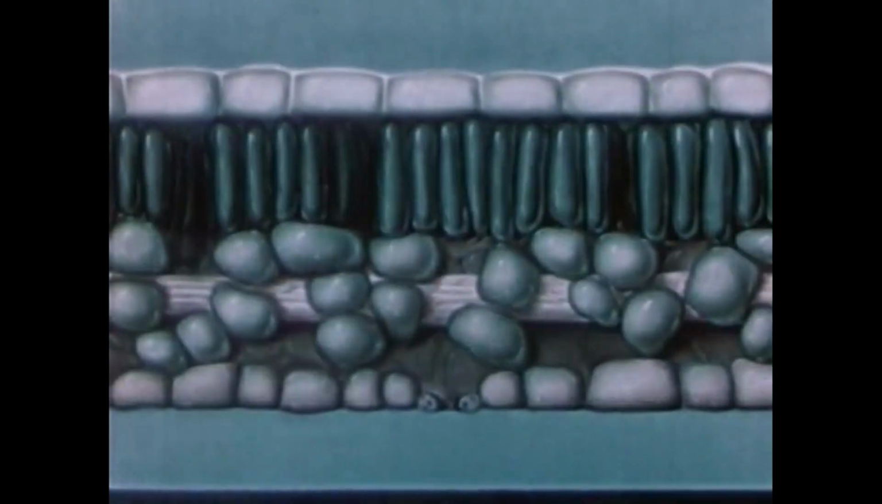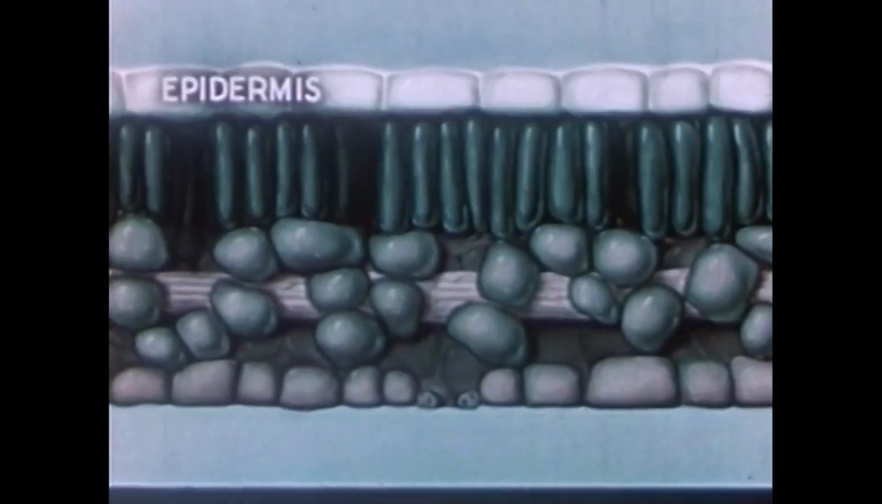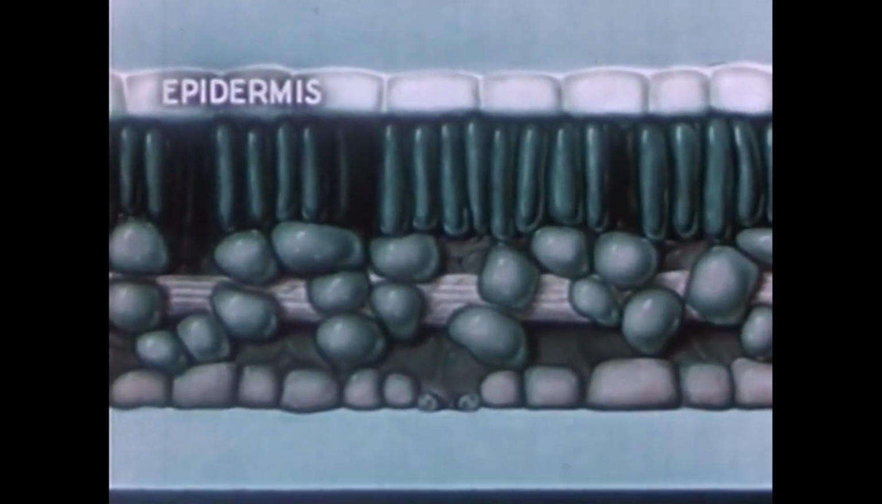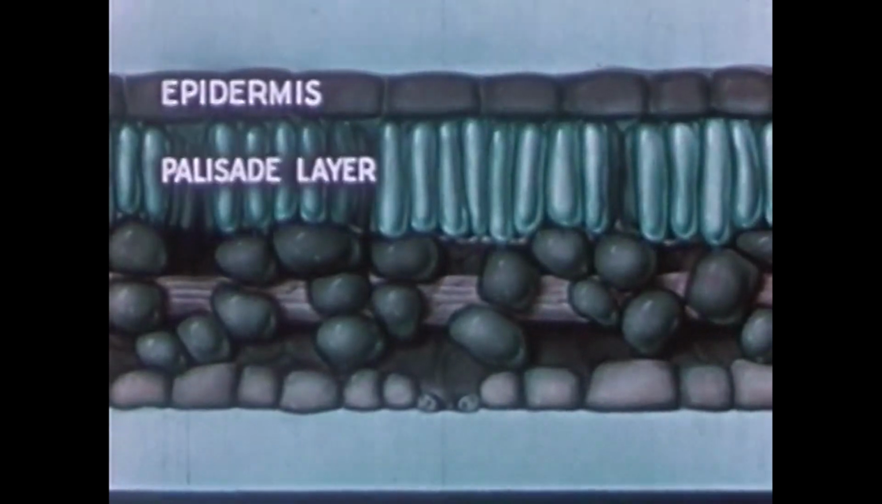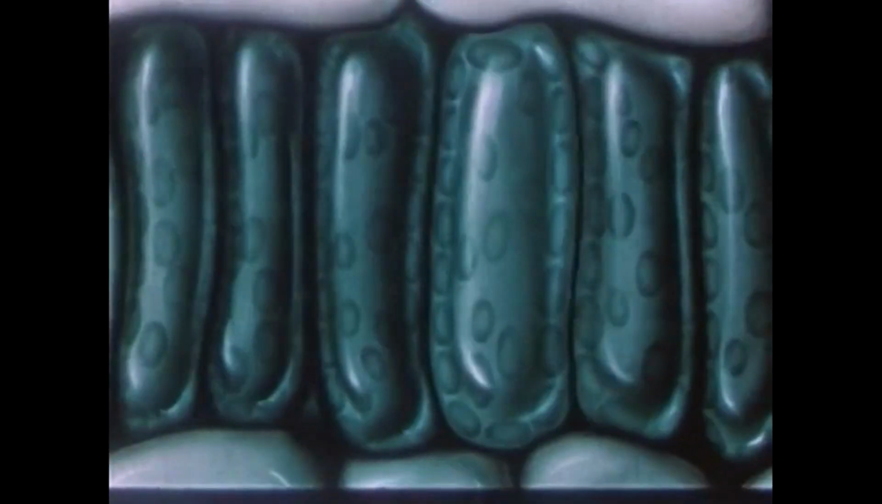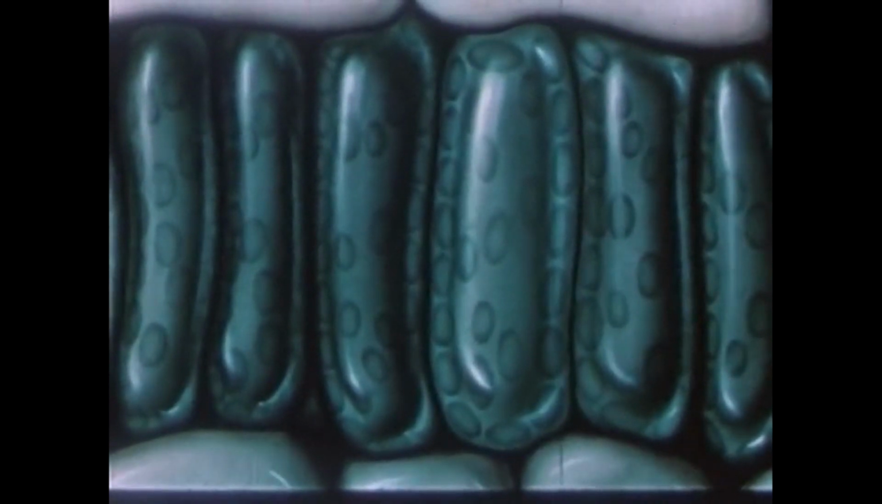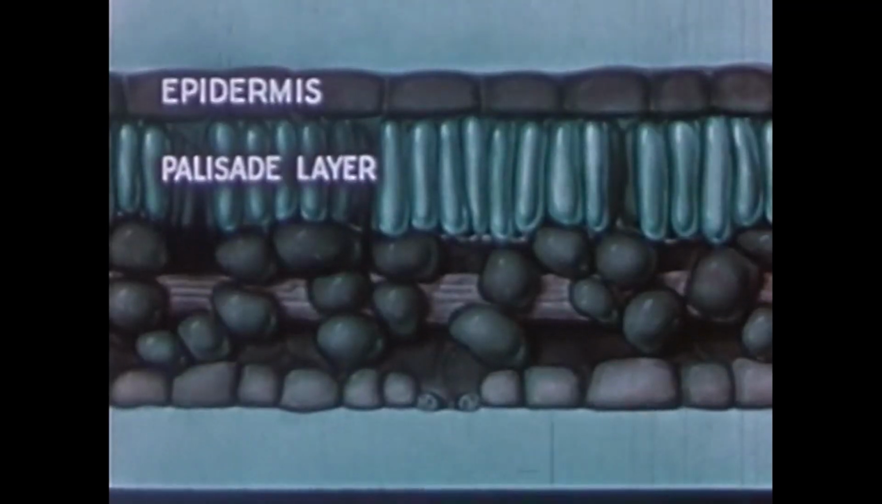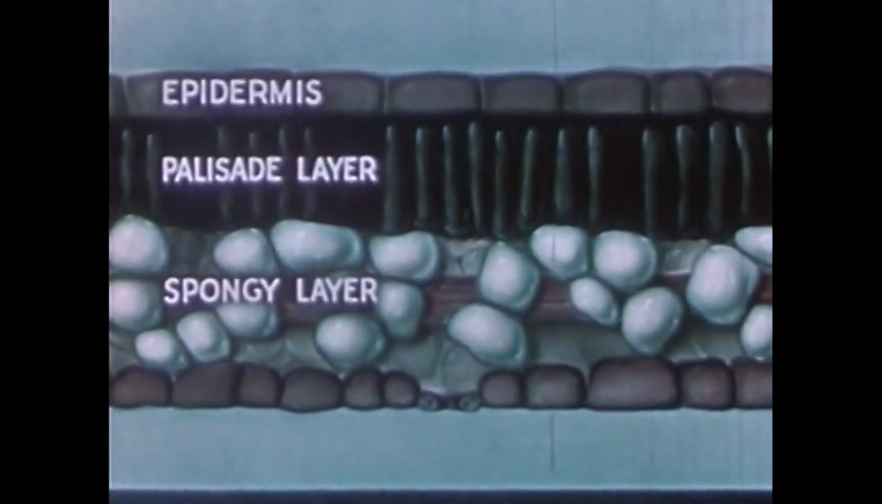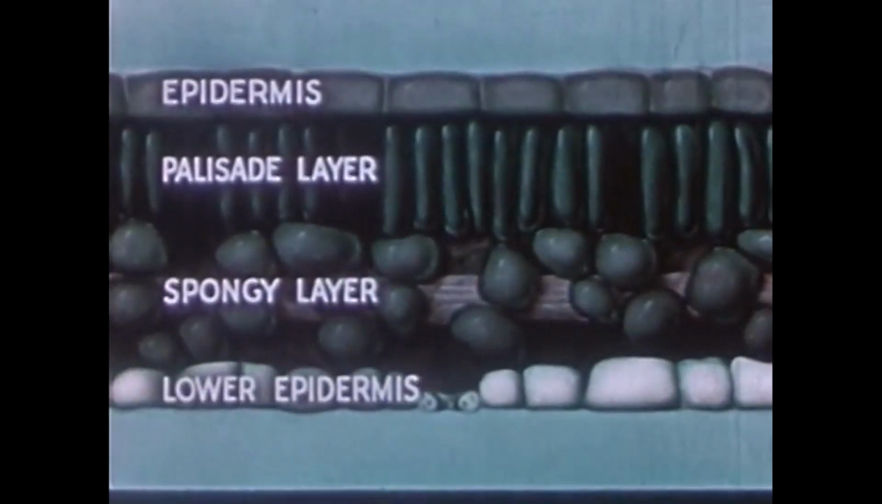Exposed to direct sunlight is the upper skin, or epidermis. Under this transparent surface is a layer of cells like palisades. In this palisade layer is concentrated most of the leaf's green coloring matter. The small green bodies here faintly seen are called chloroplasts. Under the palisade layer is a spongy storage layer, just above the lower epidermis.